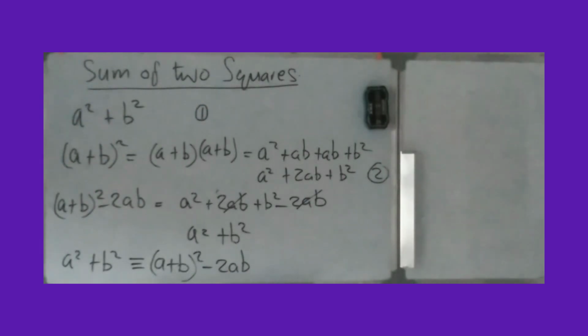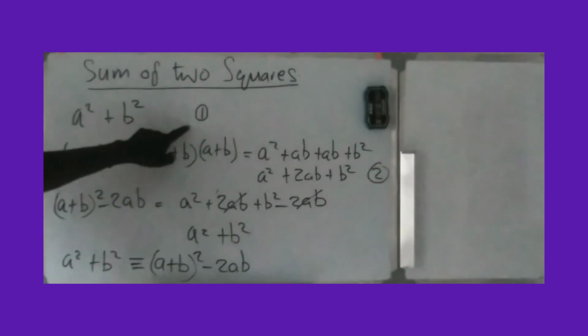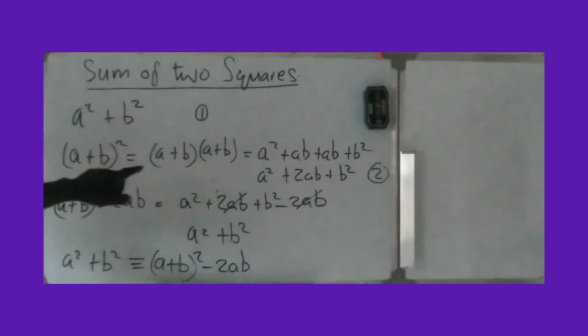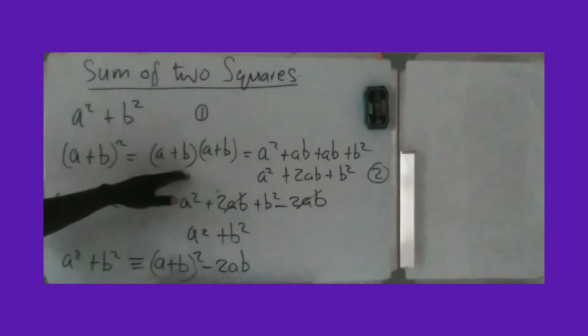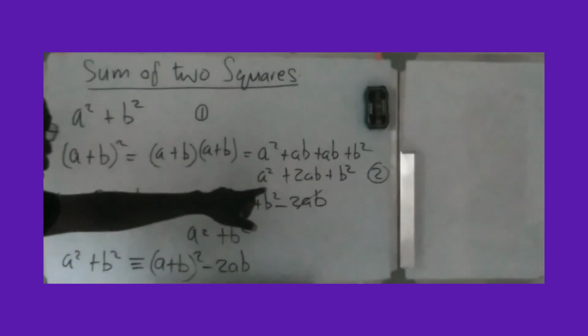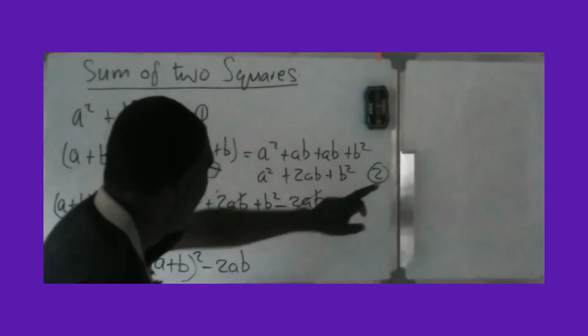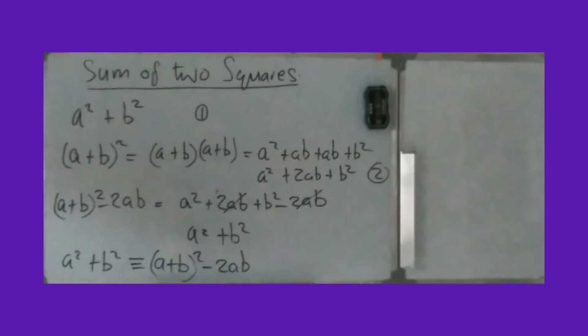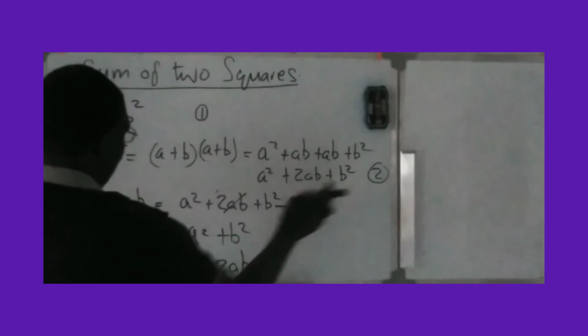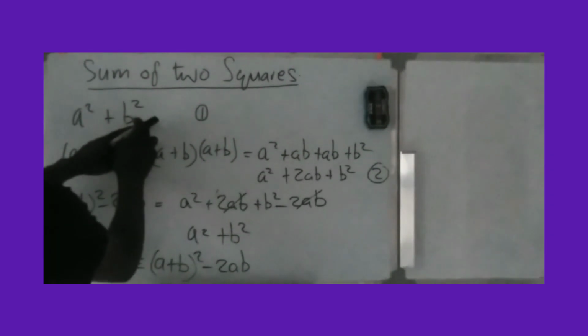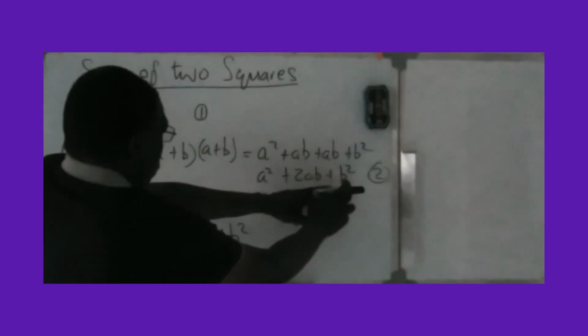Let's just repeat the process. We started off with a squared plus b squared and we called it expression number 1. Then we started playing around with a plus b all squared, and then we expanded it. It's a plus b times a plus b, which boils down to that, and we call this expression number 2. Now, we said, what's the difference between 1 and 2? The difference is that here we have a 2ab, which we don't have here. Our a squared is there and our b squared is there.